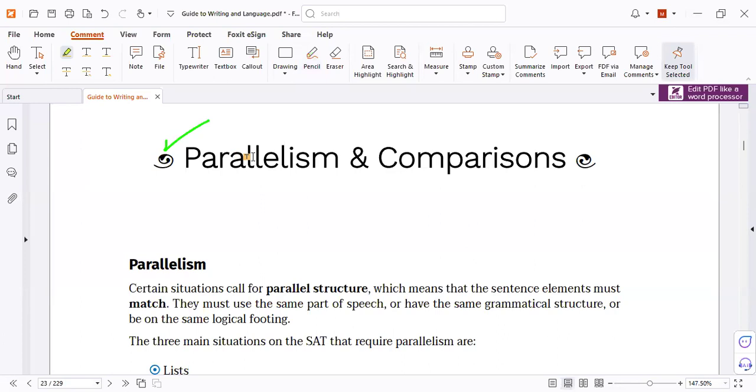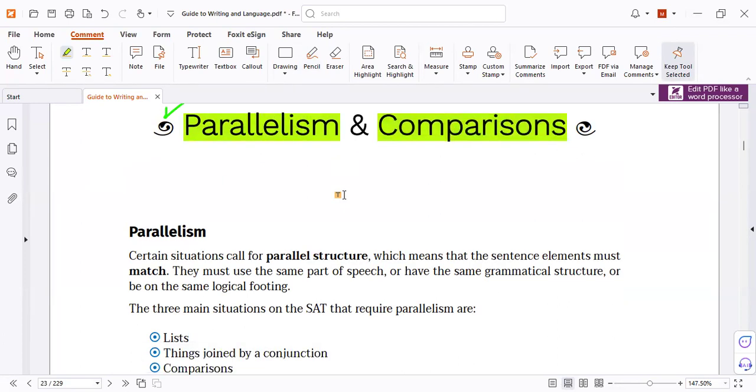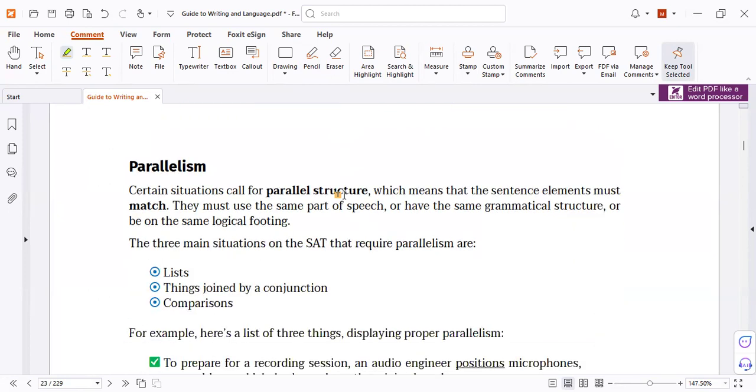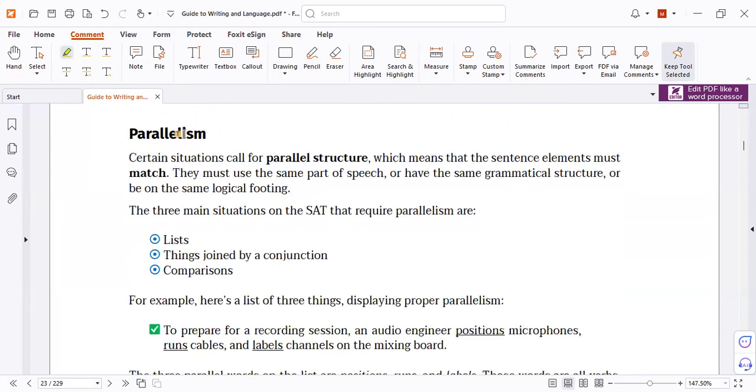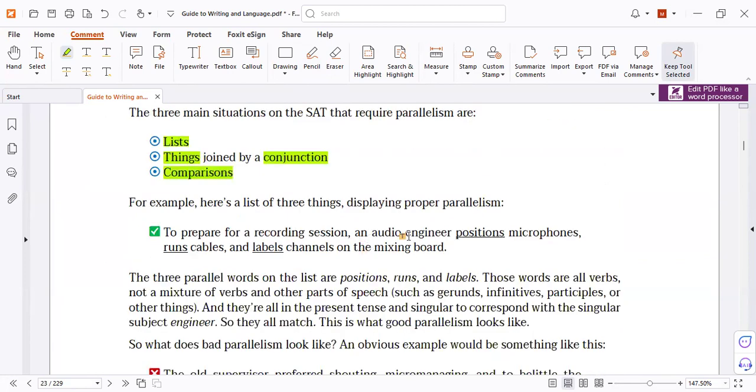So today we're going to go over some notes about parallelism and comparison. In writing structures, we expect parallelism in three ways: using lists, things joined by conjunctions, or comparisons. Let's see. What is the list here? I told you for the compound predicate, one subject did three actions. So it's a list. This subject did this one, and this one, and this one.